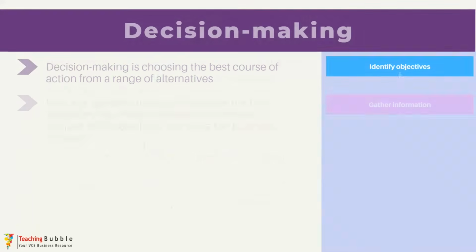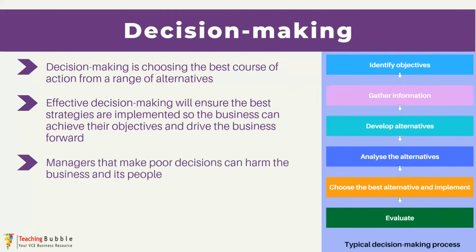Decision making is another key skill in our study design, and it's where the manager is able to choose the best course of action from a range of alternatives. So, a manager that's able to use effective decision making will normally ensure that the best strategies are implemented, and that can help the business achieve their objectives and drive them forward into a really prosperous future. However, history is littered with managers that make poor decisions, and that can really harm the business and its people.